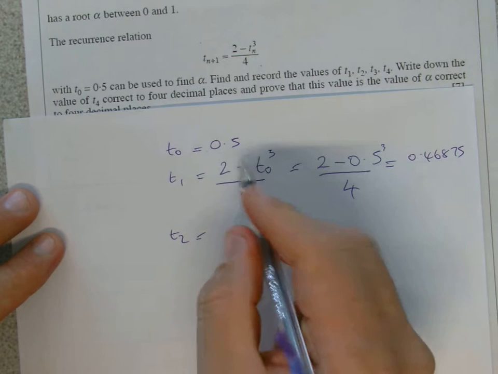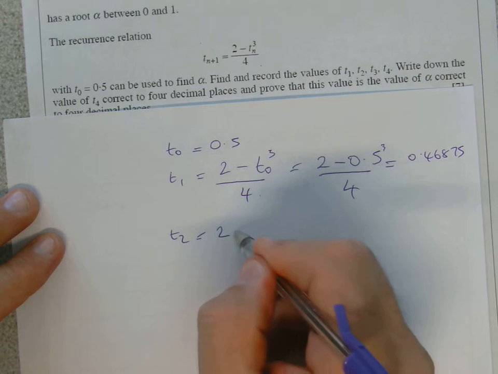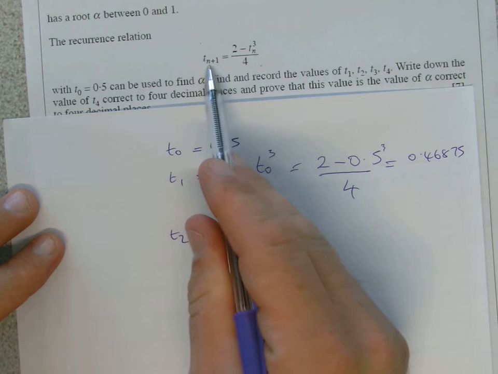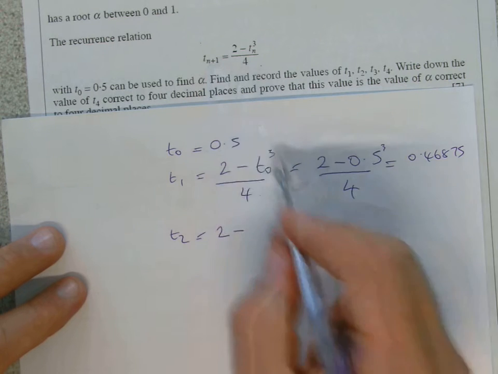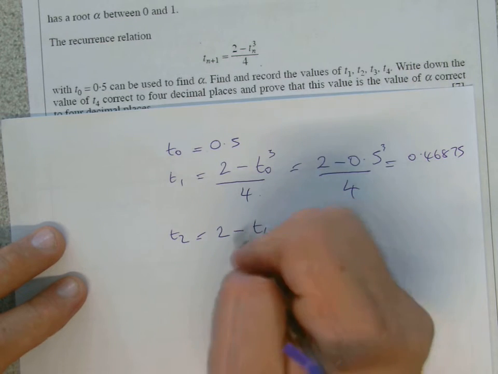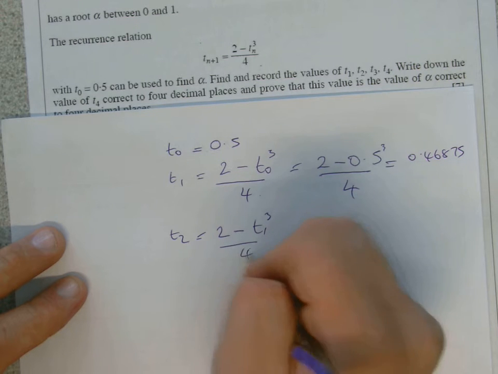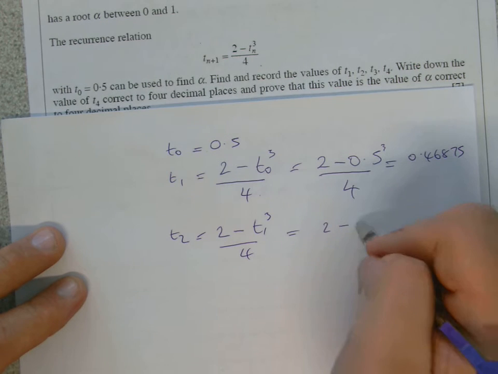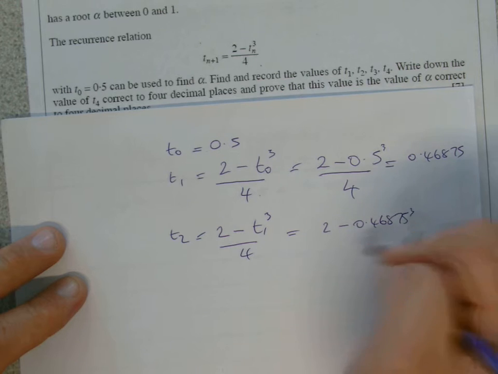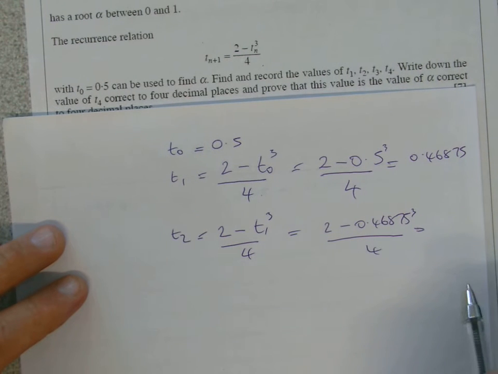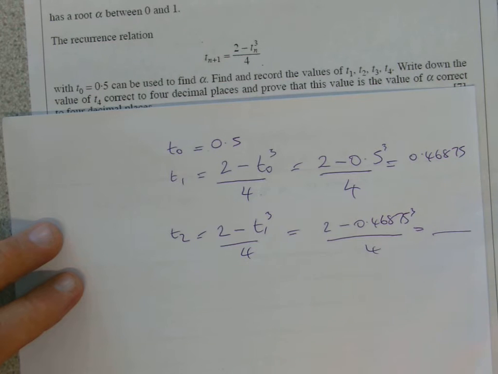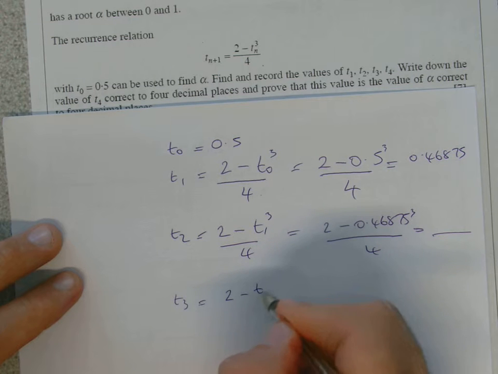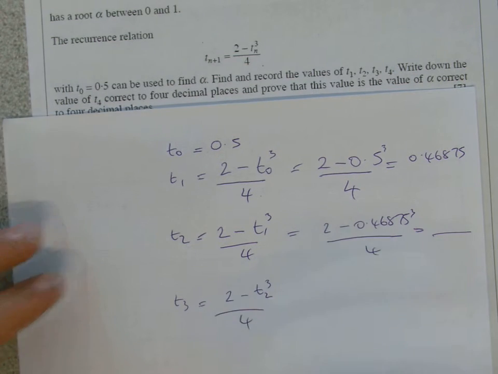To get t2, if you think of the formula, n would have to be 1, wouldn't it? So if n is 1, you'd have to take away t1 cubed over 4. Hopefully you can see what's going on here, because of course t1 is the answer you just had. So you'd be putting 0.46875 cubed in over 4 and so on. Does that make sense? And you get an answer for it. I could work it out on my calculator. And then when it comes to t3, t3 would be using the t2 result. So you're always using the previous answer.